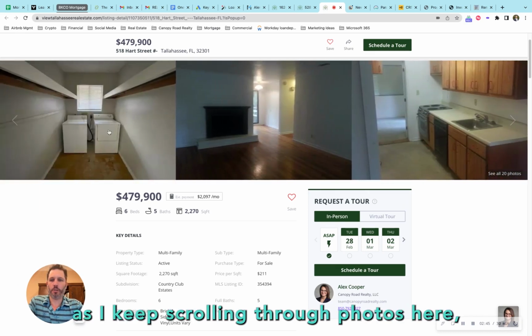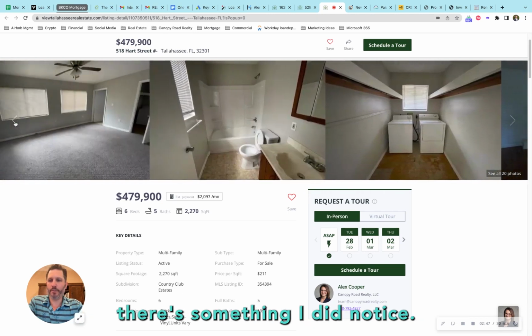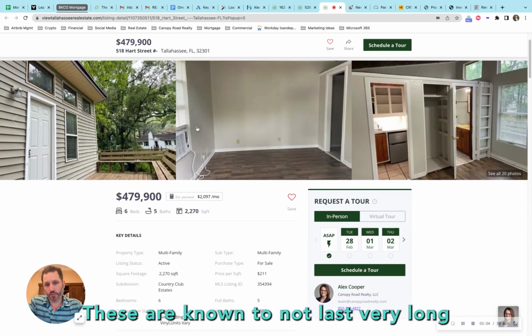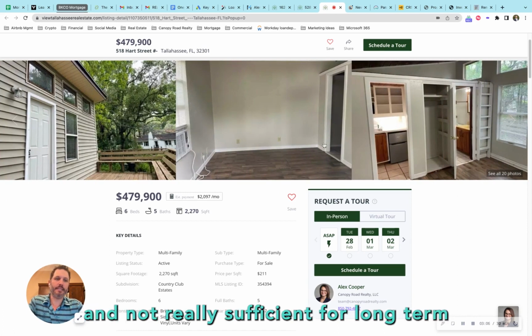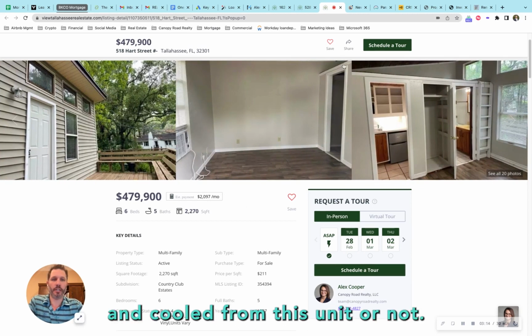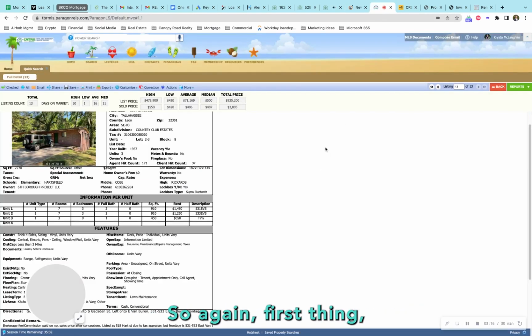And also, as I keep scrolling through photos here, there's something I did note. Here's the HVAC unit in the wall. These are known to not last very long and not really sufficient for long-term use as an HVAC system, being heated and cooled from this unit or not. So again, first thing, condition.